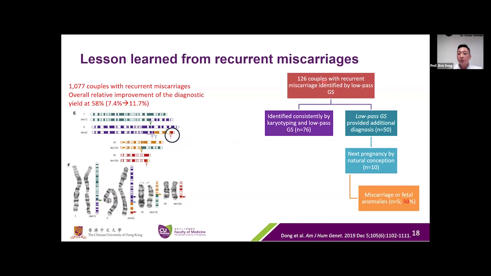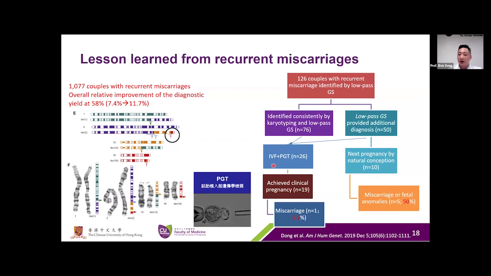So can this couple pursue natural pregnancy by themselves, or do we have additional methods that can be applied? For those who pursue the next pregnancy by natural conception, 50% of them still go with miscarriage. But if we go with IVF plus PGT, then the miscarriage rate can be reduced tenfold. That means if we have the finding from low-pass genome sequencing, we might have additional methods for management.